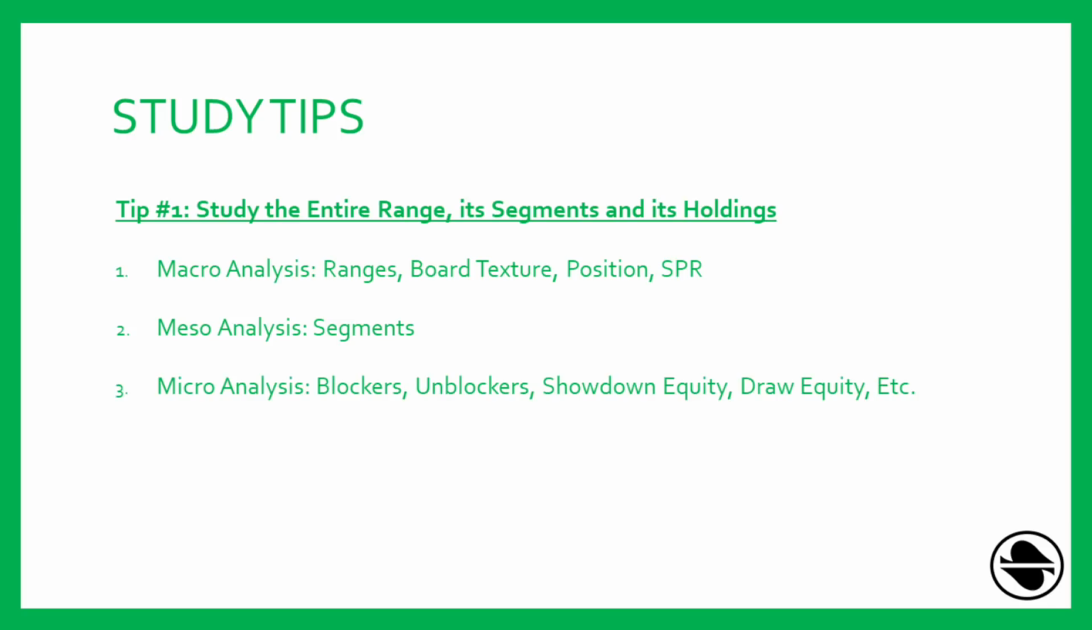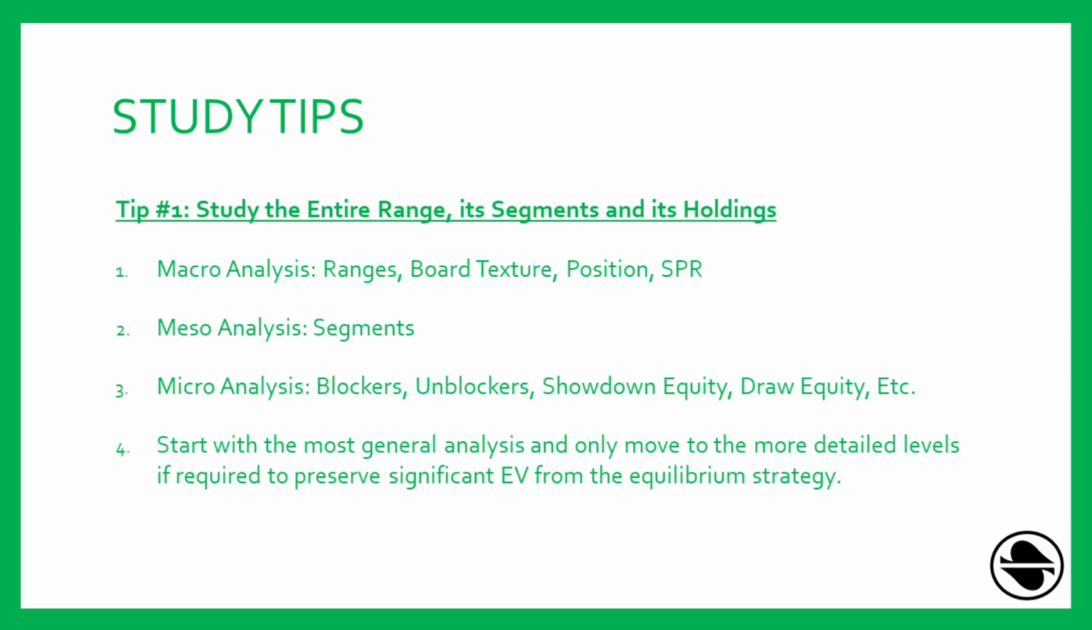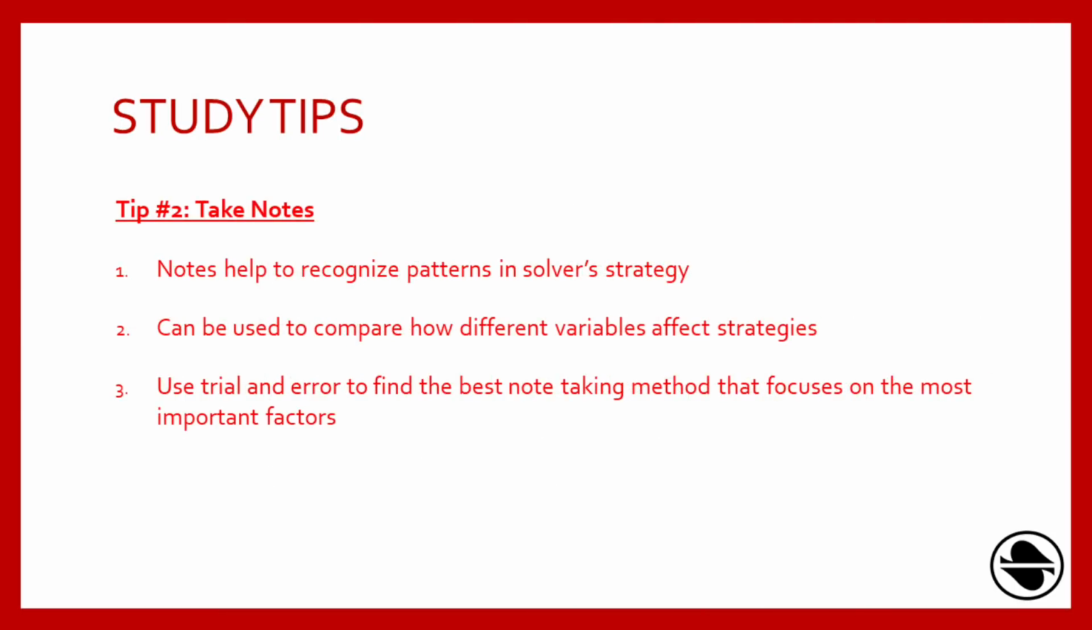And the final stage of the analysis is analyzing individual holdings within segments. However, our goal here is not to memorize how each holding is being played. Instead, we are trying to uncover the underlying factors that are driving the different strategies within the segment, such as blockers, unblockers, showdown equity, and draw equity, which we can then apply across segments in different spots. And the way I use these levels in practice is I always start with the most general level first, the macro strategy, and I will only work my way down to the more specific levels if doing so will win me significant EV. If this seems a bit abstract, I will give an example of how I analyze hands this way in my next tip, which is to take copious notes.